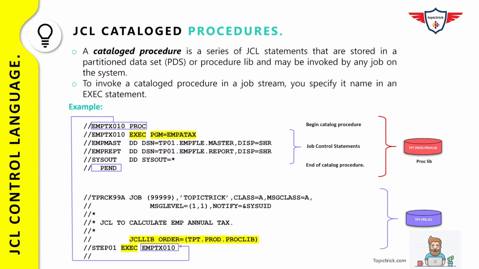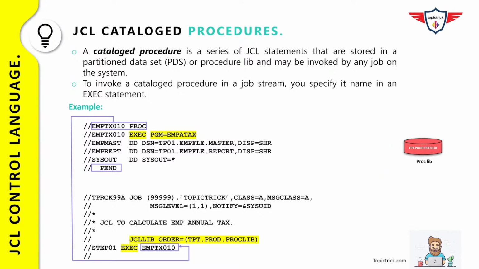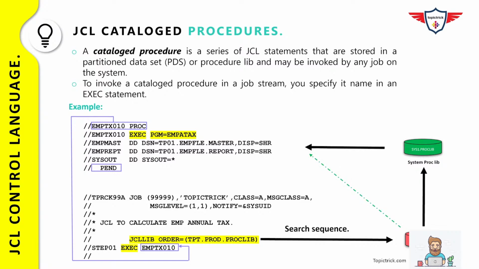Now let's look at the search sequence of this particular example. In this example, because I've specified the JCLLIB, the system by default is going to search for the catalog procedure in my personal PDS, that is tpt.prod.proclib. And in case the catalog procedure is not present in the private library, then the system will try to retrieve the catalog procedure from the system library, that is sys1.proclib. Otherwise, it will just retrieve it from the private library and continue the execution of the job.